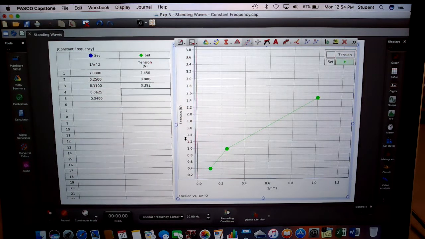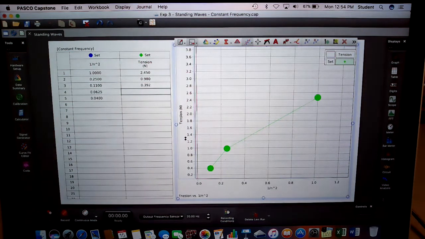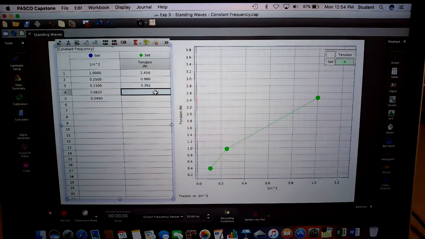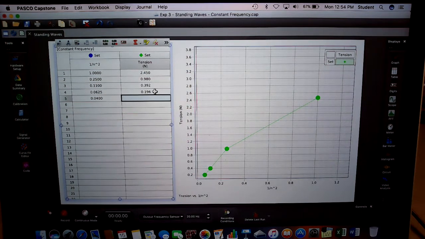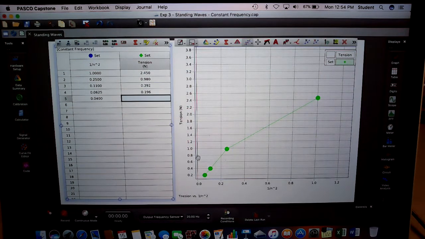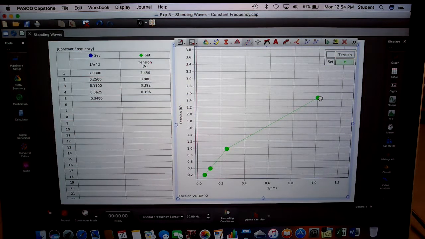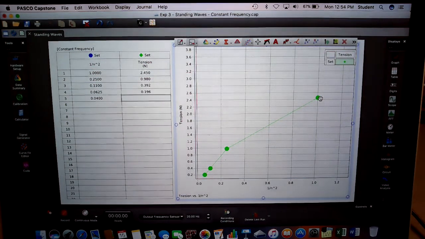It's 0.196. What happened to my value? 0.196. Okay, we entered that one. It's going okay. Looks like this first point here was not that close to where it should have been, but we'll keep going with this.